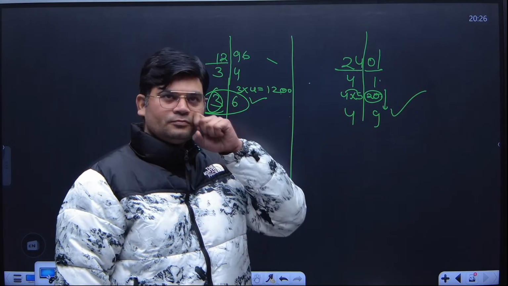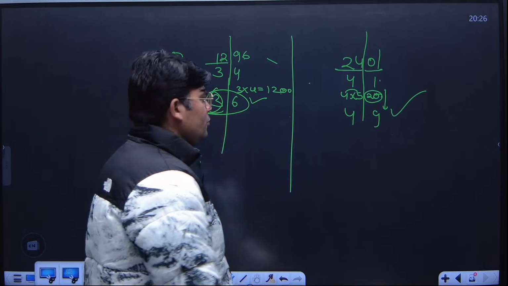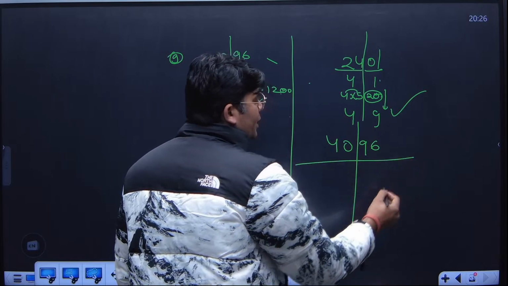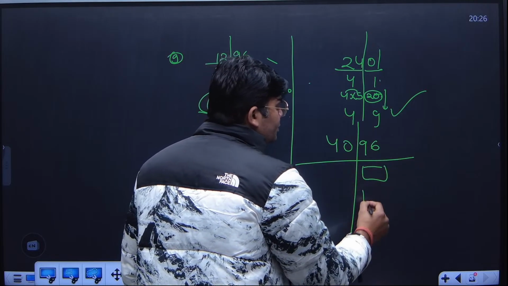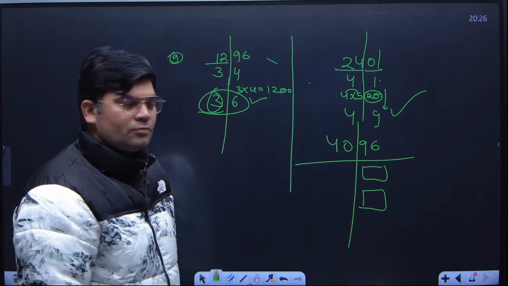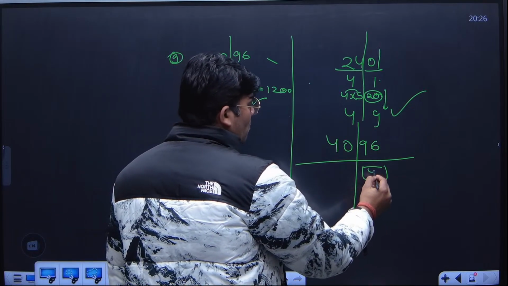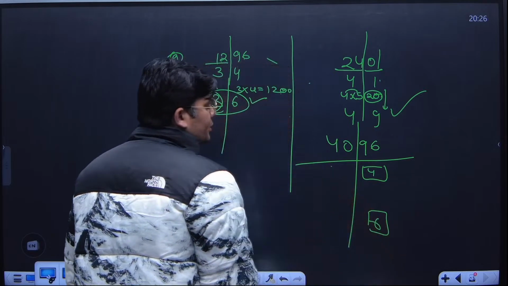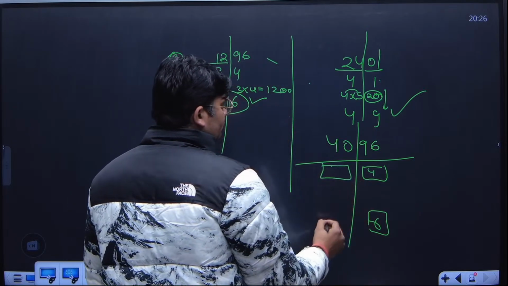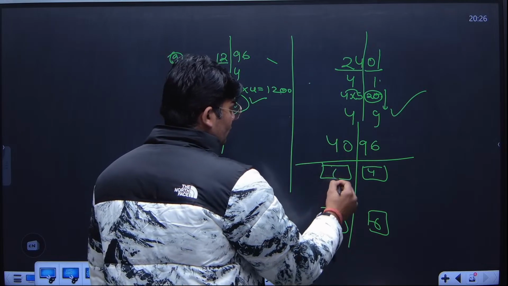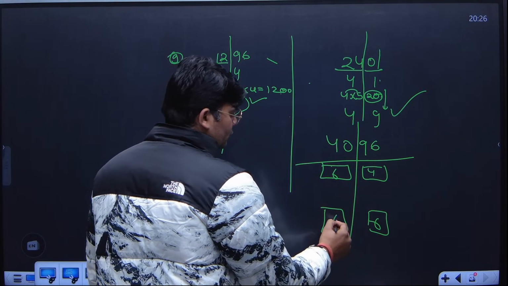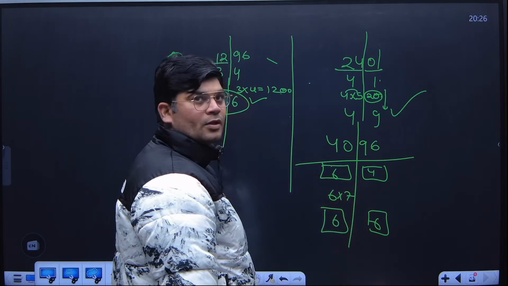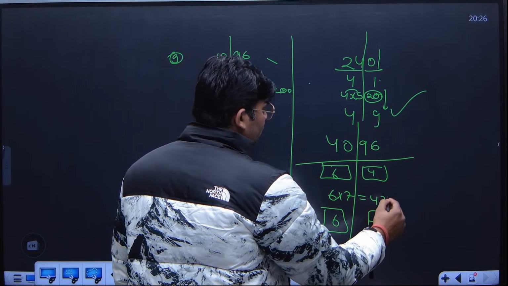Understood? Yes. Let's check one more. You tell me 4096. Now you guide me. 4096. What can be the ones digit first? It can be 4 or 6. Wonderful. What can be the tens digit? It can be 6 only. Wonderful. Now what is 6 into 7? 42, and 40 is lesser than that, so it will be 64.